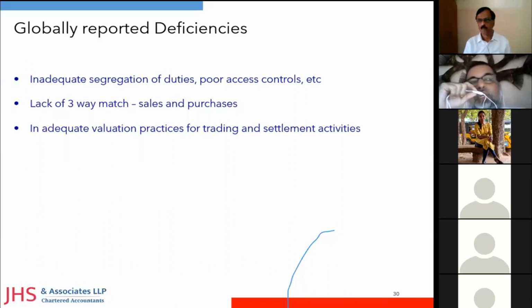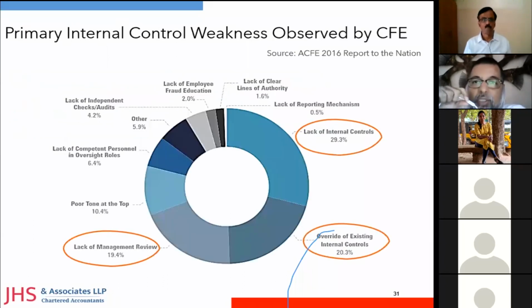There are various types of trading and settlement activities in capital markets, in commodity markets, with different types of settlement, T+1, T+2 cycles, and organizations operate abroad in different regions, different geographies with different trading cycles. So what they end up doing is they incorrectly value on the basis of the settlement cycles which the auditors pick up. So these are the globally reported deficiencies as far as internal financial controls are concerned.